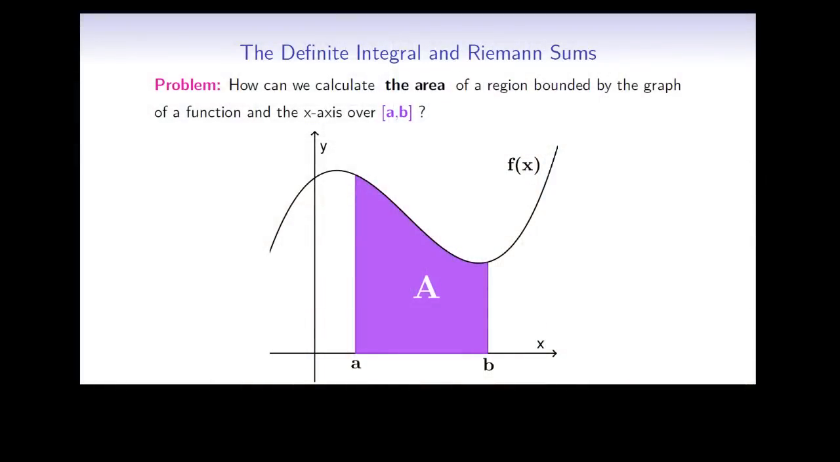If f is a positive and continuous function, how can we calculate the area of the region bounded by the graph of this function and the x-axis over a closed interval AB? One natural way to approach this problem is to try and approximate the region A using simpler shapes, whose areas we know how to compute, such as rectangles.